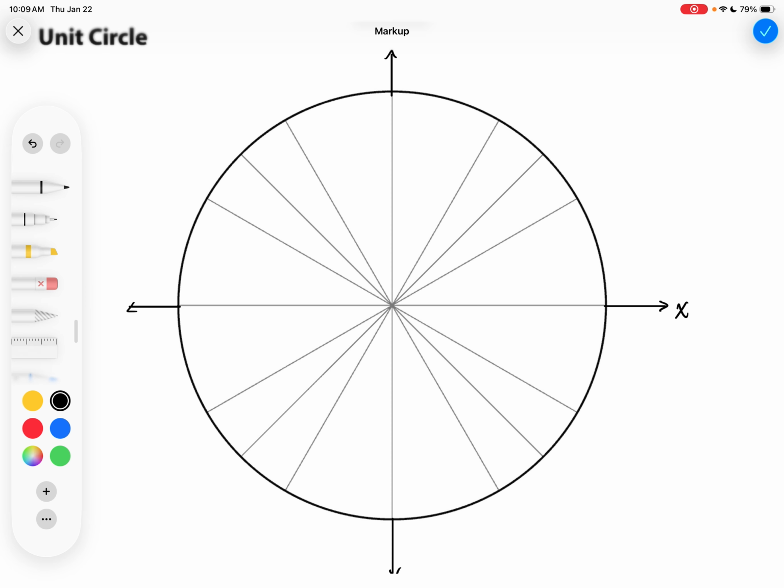Now, because obviously a circle can go any way, you may want to go ahead and write X and Y on here just so that it's obvious of which way we did it.